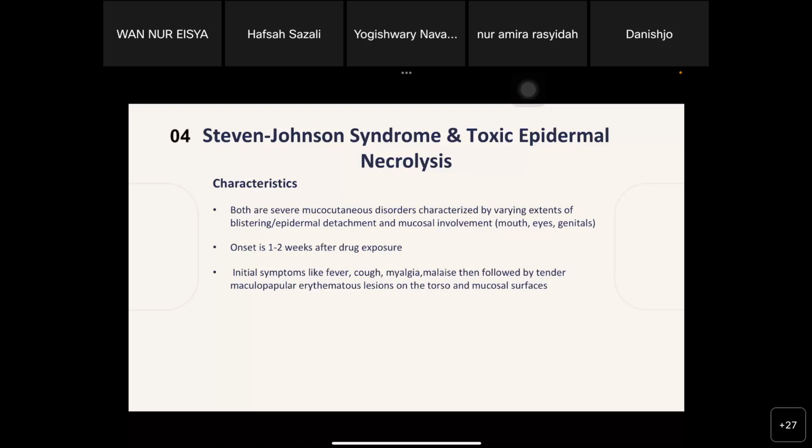To further assess the severity and prognosis of Stevens-Johnson syndrome and toxic epidermal necrolysis, we can use the scoring system called SCORTEN. This helps to assess the severity and the prognosis, and helps us in giving further management to the patient.